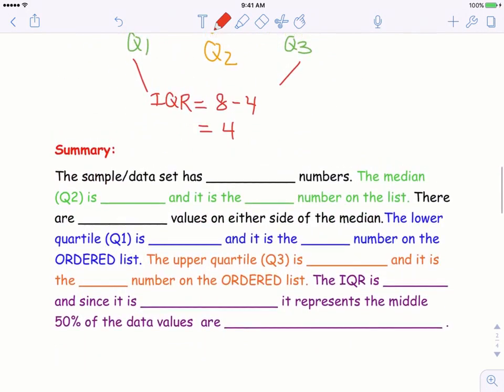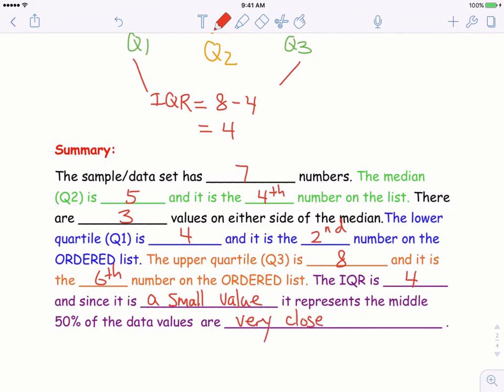To summarize the data set, the sample has 7 numbers. The median, or Q2, is 5, and it is the 4th number on the ordered list. There are 3 numbers on each side of the median, so the lower quartile is 4, and it is the 2nd number on the ordered list. The upper quartile is 8, and it is the 6th number on the ordered list. The IQR is 4, and since it is a small value, it represents that the middle 50% of the data values are very close to each other.